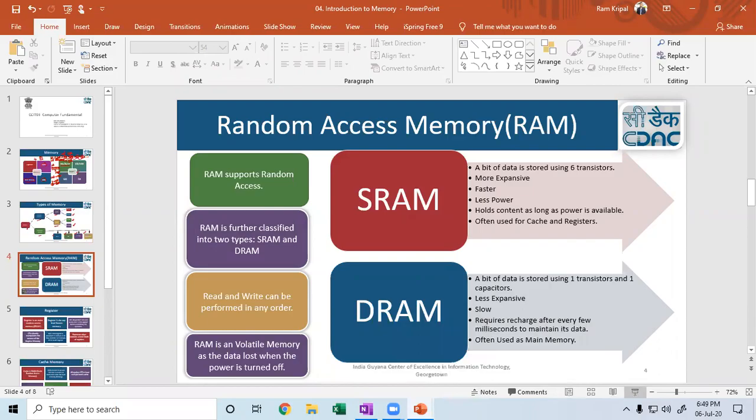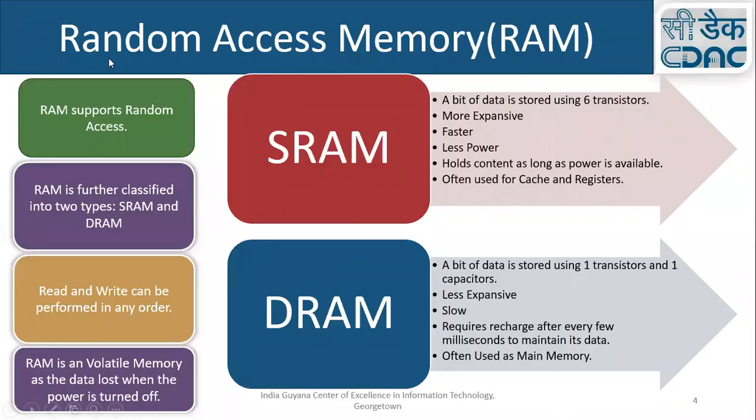So now it's clear, I think. RAM supports random access, because we already defined this random access concept. It accesses from any location in the same amount of time. This RAM, or random access memory, is classified into two types, SRAM and DRAM.